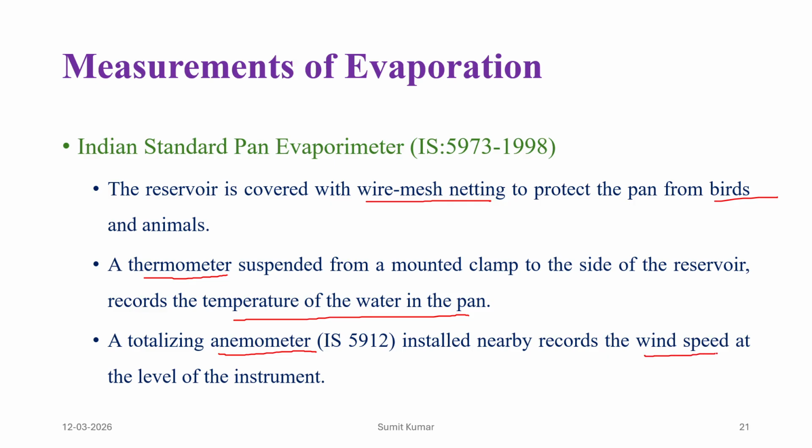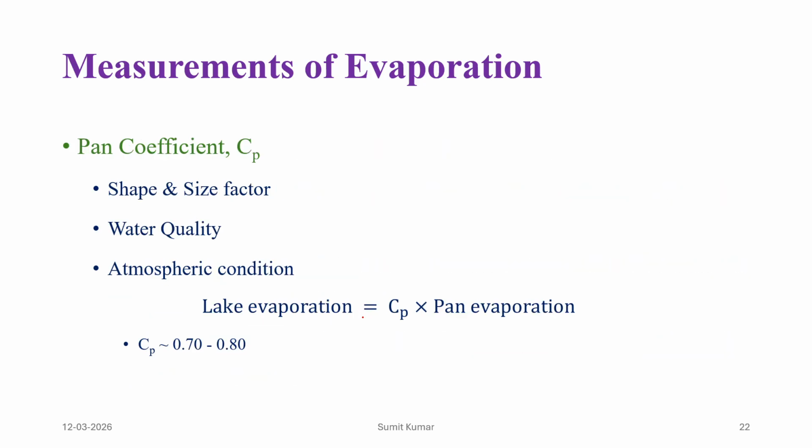Why? Because wind speed and temperature of the water highly affect the pan evaporation, as we have discussed in the factors affecting evaporation. Here, the readings from the pan evaporation will be different from the lake evaporation. Why? Due to shape and size factors.